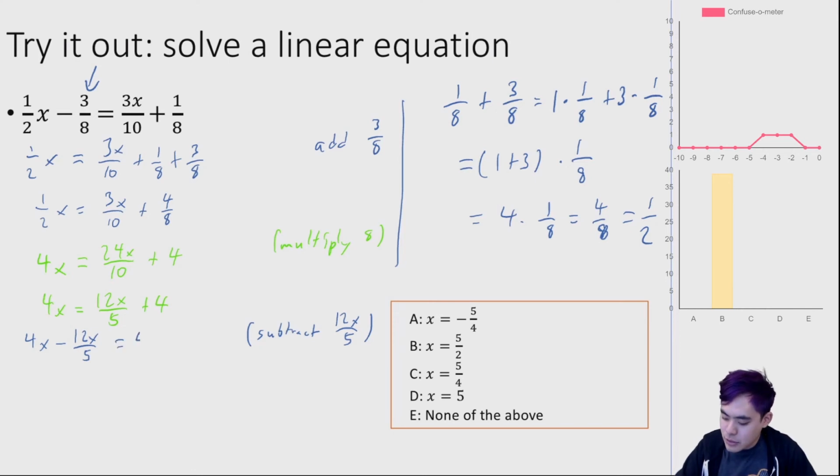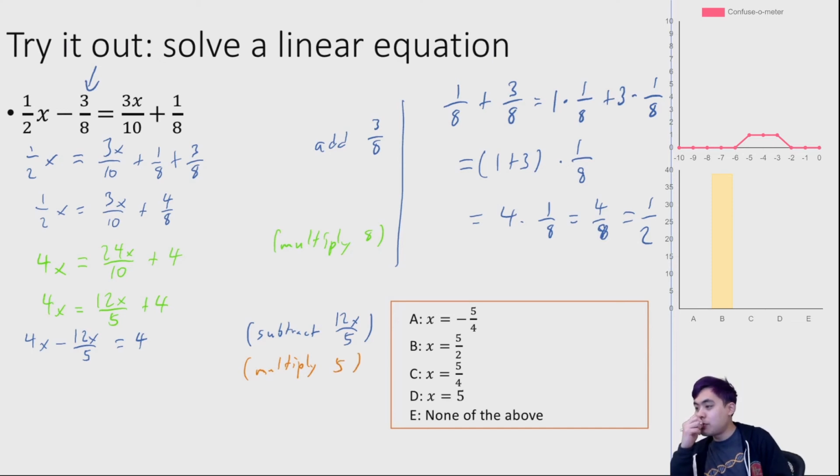Okay? And then, well, let's multiply both sides by 5. Let me use the distributive property first. Actually, let's multiply by 5 first. Slightly easier. So multiply by 5. When you multiply a fraction, is the numerator the only one affected?